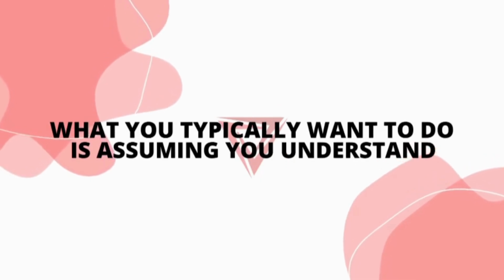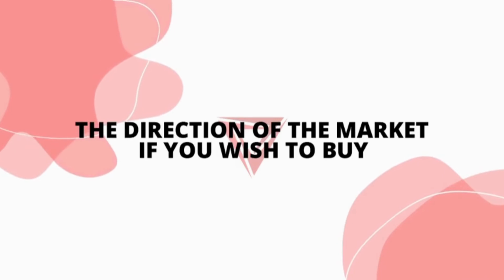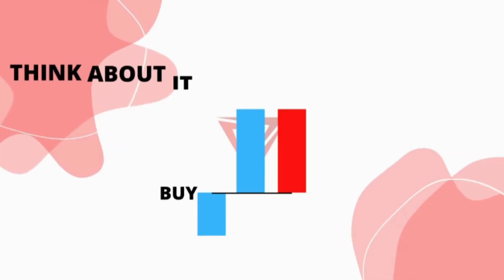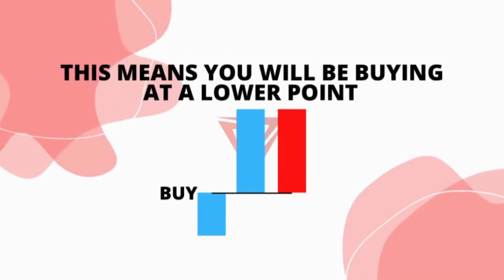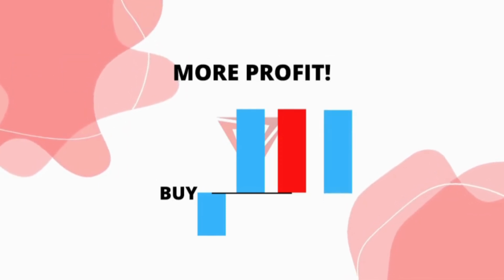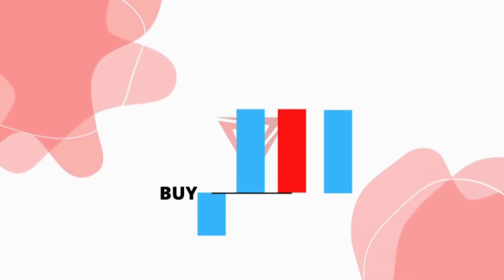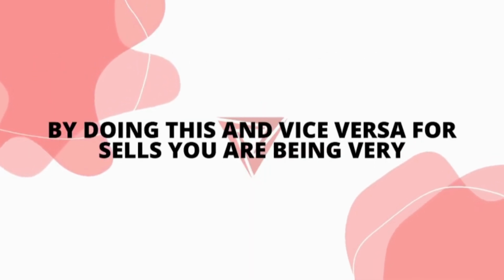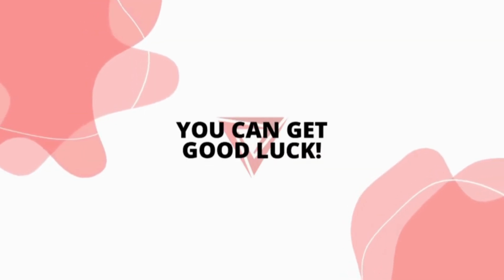What you typically want to do is, assuming you understand the direction of the market, if you wish to buy, look for a sell candle to buy. Think about it. Sell candles close low. This means you will be buying at a lower point. More profit, less drawdown, better stop loss, and makes your trade look better. By doing this, and vice versa for sells, you are being very precise with your intentions rather than just taking what you can get. Good luck.